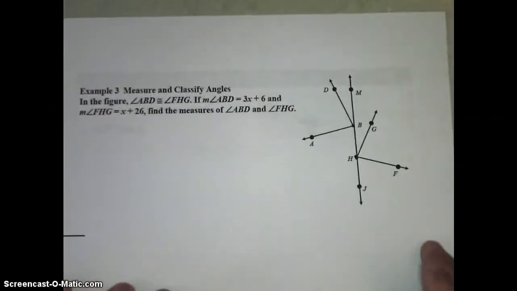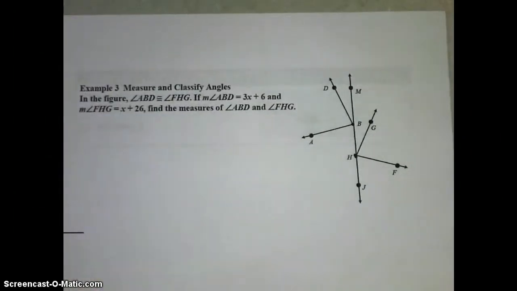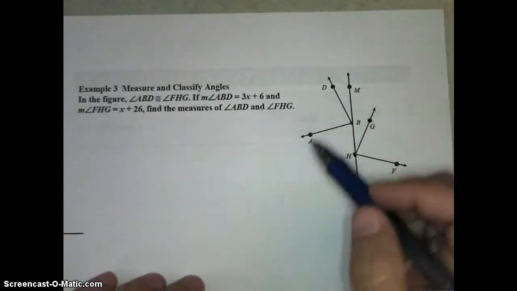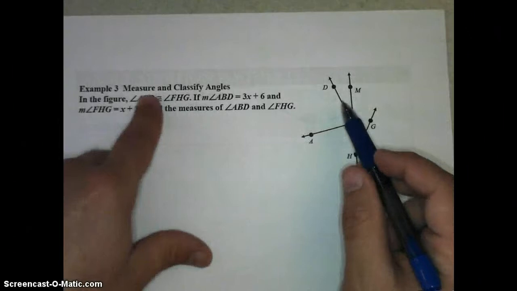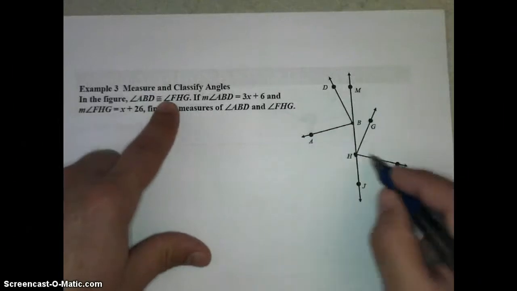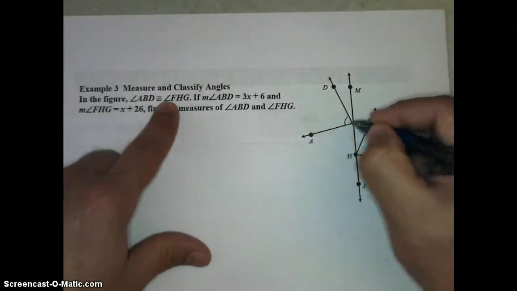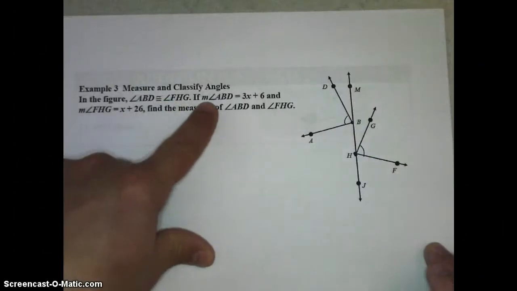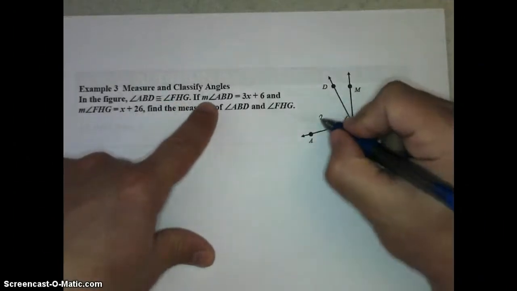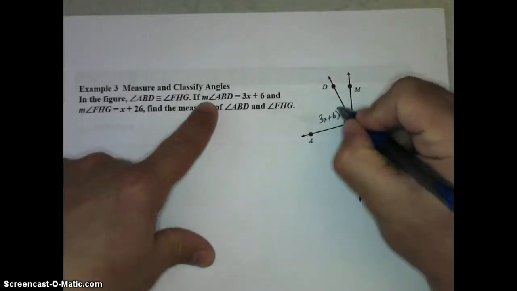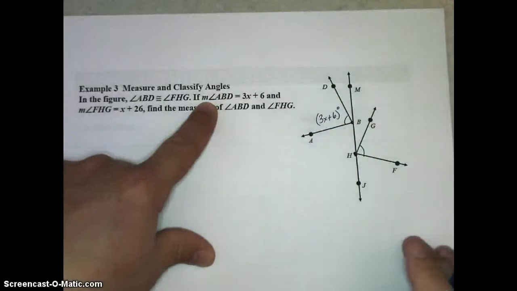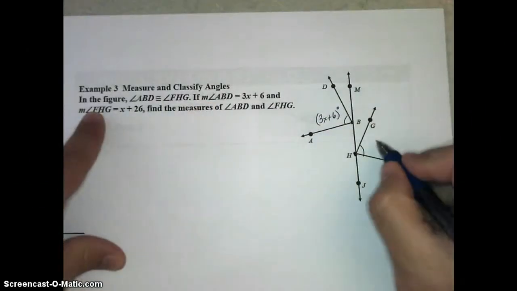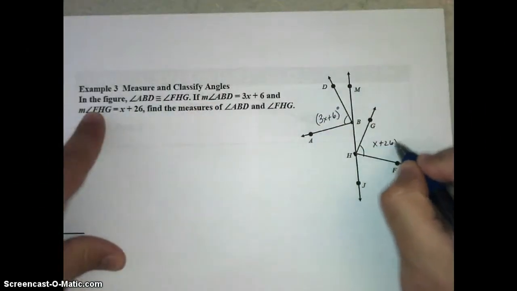So let's take a look at example 3. In example 3, here's what we need to do. We need to find the measure and classify the angles. Here we are told that ABD is congruent to FHG. So I'm going to mark those as congruent angles on my diagram. And we're told that the measure of ABD is 3x plus 6 degrees, and FHG is x plus 26 degrees.